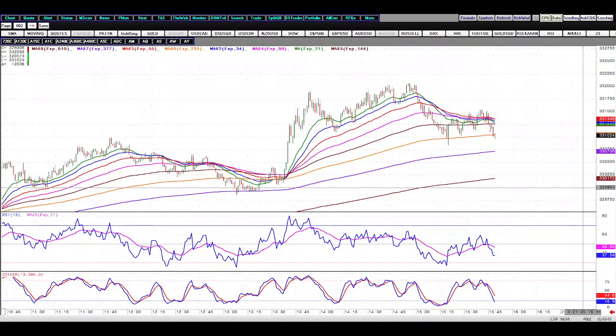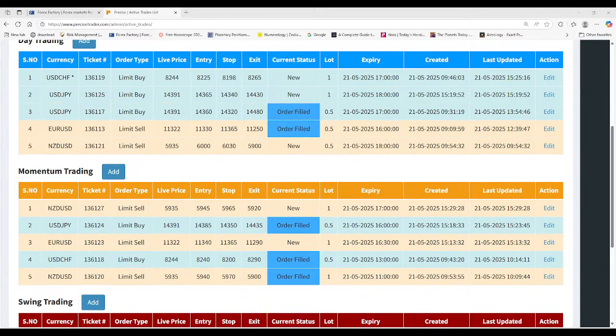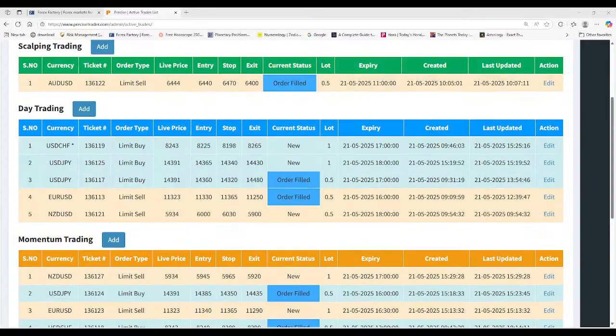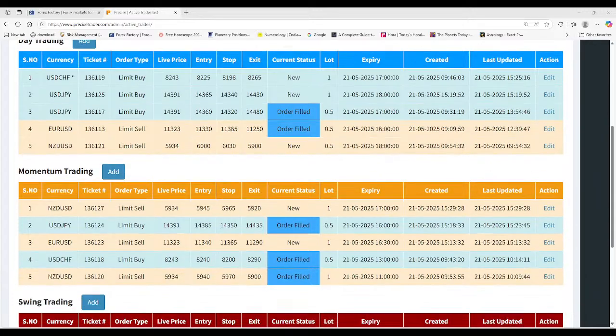Okay, so right now on dollar yen we are making about 30 pips, but of course it's half lot. Euro we are making about 8 pips. Then this dollar yen second entry we are making about 6 pips. Dollar Swiss we are just flat, and New Zealand and Aussie I think are also about flat.